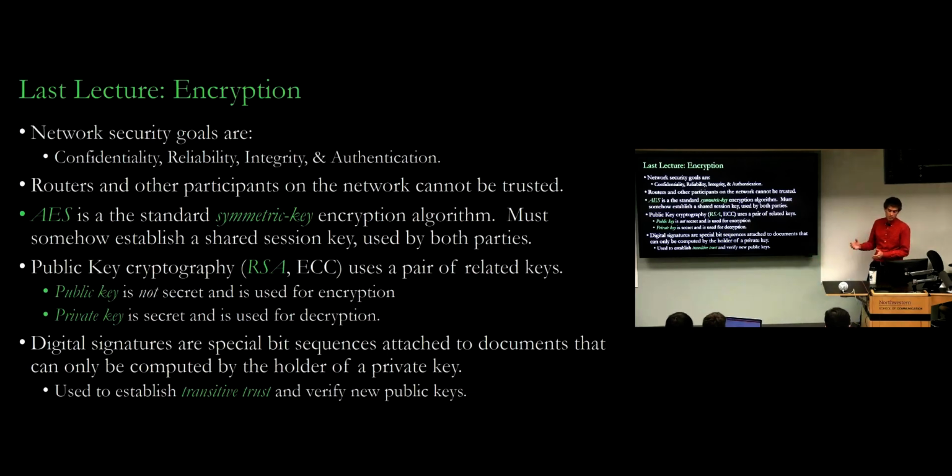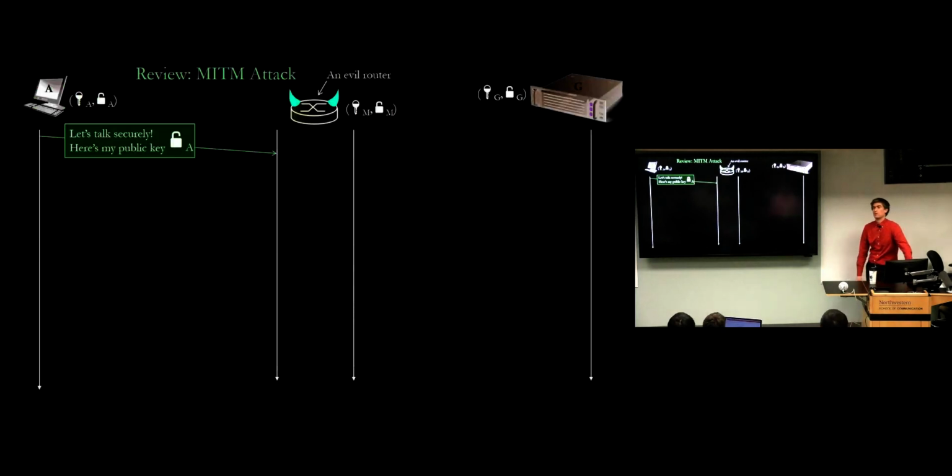And digital signatures are the solution to that problem that also uses public-private keys. I'll review that again today and talk about how they are used to establish transitive trust, which allows us to browse the web and visit new pages and trust that they're secure without having exchanged keys in any way ahead of time. Okay. So we'll try to tie it all together today. Start off by reviewing the man-in-the-middle attack.